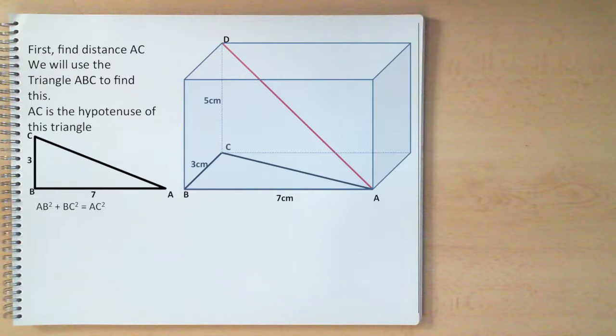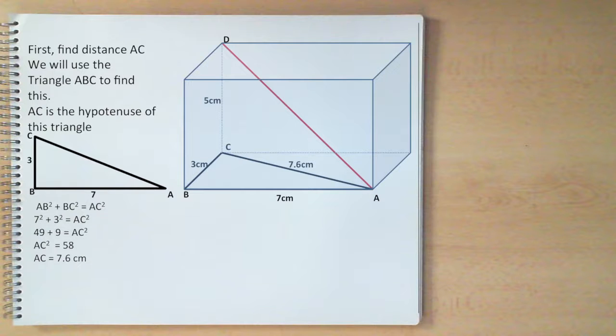So A to B squared plus B to C squared equals A to C squared. Put in the numbers that we have, the 7 and the 3, and we end up with 49 plus 9, which is 58. 58 is the length squared. So the length that we're wanting across the bottom there is 7.6 centimeters.